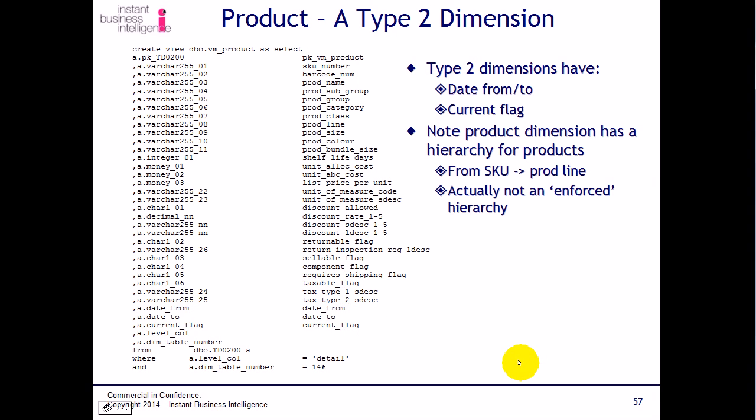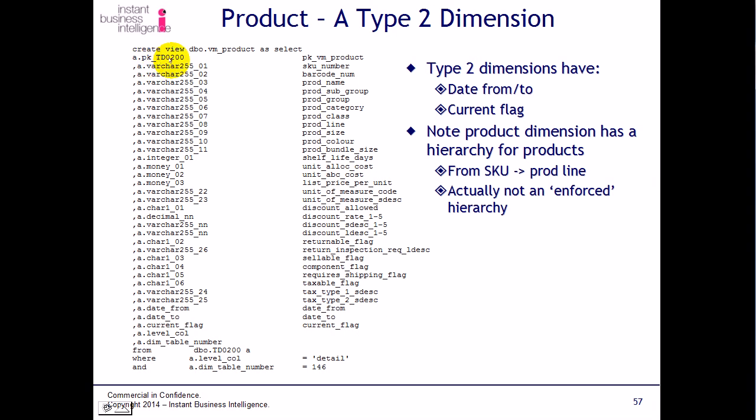Now we would like to show you a type 2 dimension, and a typical type 2 dimension is VM product, because products change over time. So here we have create view VM product as select from TD0200. TD0200 is the product dimension table. It has a table number of 146. We're after the detailed level, so level column equals detail.